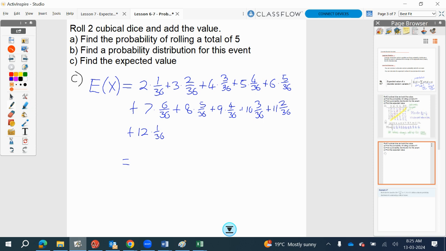If I take 1 over 36 out of each term, the first term is 2 times 1. The second term is 3 times 2. What will the third term be? Nikki? 4 times 3. What will the next term be? 5 times 4. The next term? 6 times 5. And I can't be bothered writing anymore, so I'll go dot, dot, dot, 11 times 2. But you basically get it.